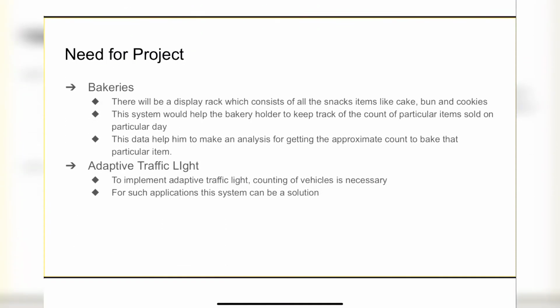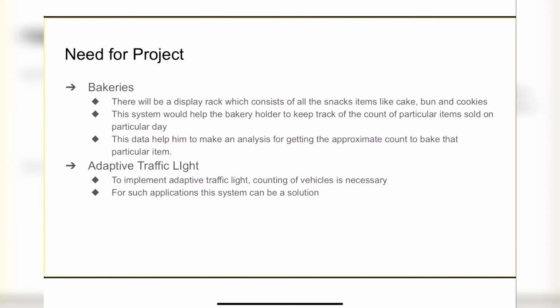In bakeries, there is a display rack which holds snack items like cake, bun and cookies. The system would help the bakery holder keep track of the count of particular items sold on a particular day. Based on this data, the bakery holder can get the approximate count to bake of that particular item.